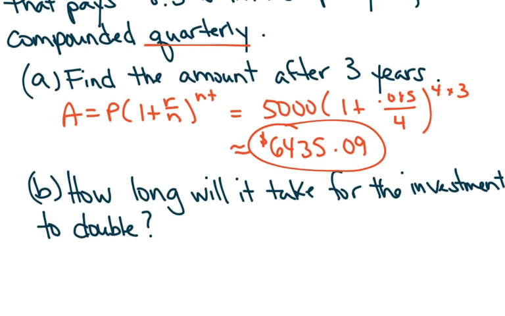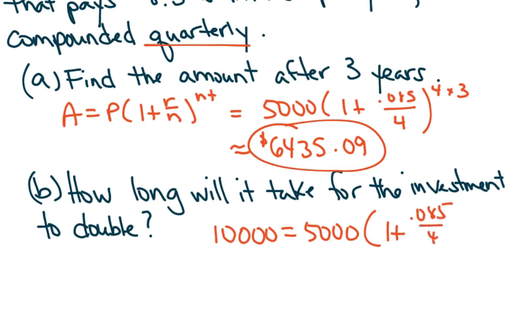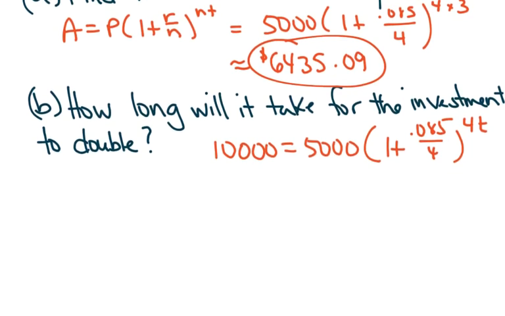In the next part, how long will it take for the investment to double? If he starts with 5,000, when he doubles it, he'll have 10,000. So we're going to set 10,000 equal to 5,000 times (1 plus 0.085 over 4) raised to the 4t. And then we're going to have to solve this equation for t. The first thing we'll do is divide by 5,000, and that's going to result in 2.